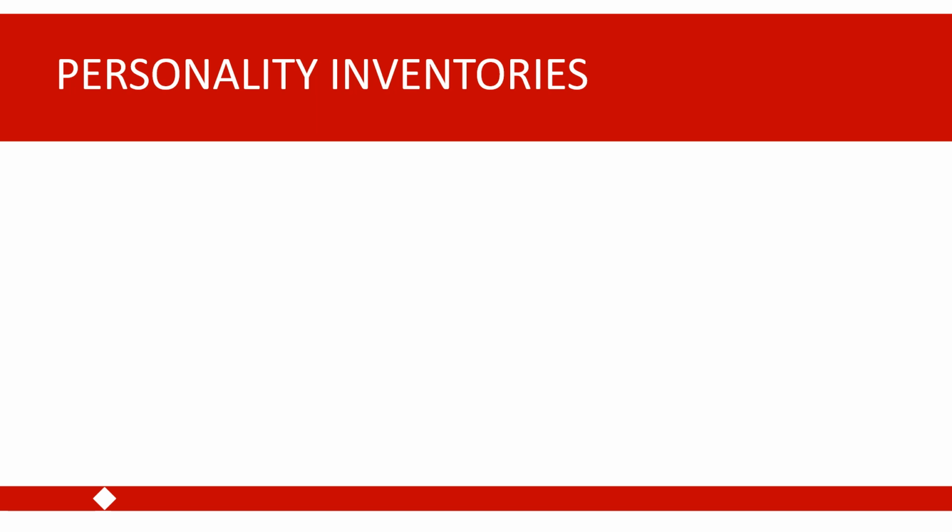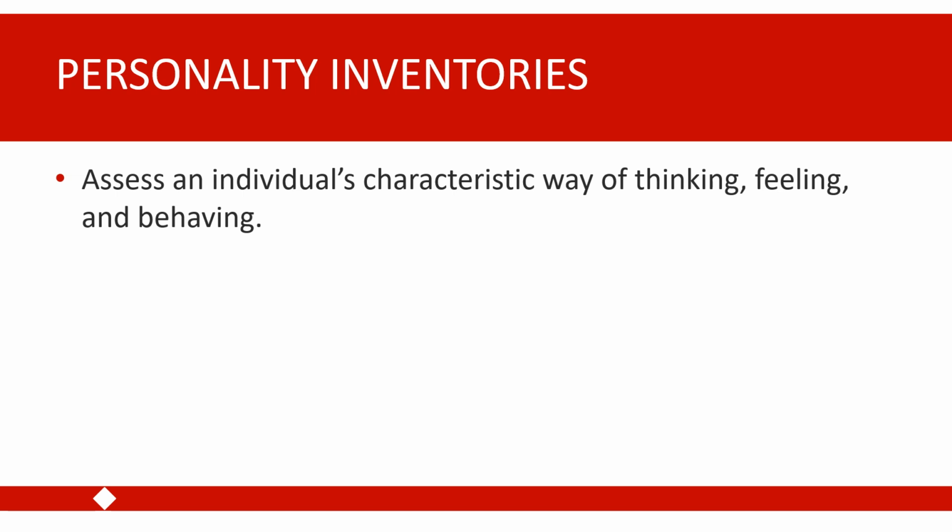Another thing that you can assess to understand the context in which a person might be experiencing problems or concerns is personality. We will talk about personality at the end of the semester, but for now we're just going to focus on how we assess elements of personality. Personality is an individual's characteristic way of thinking, feeling, and behaving. So these are enduring patterns of cognition and emotion and behavior. And personality inventories are ways of assessing and characterizing individuals' personality traits.